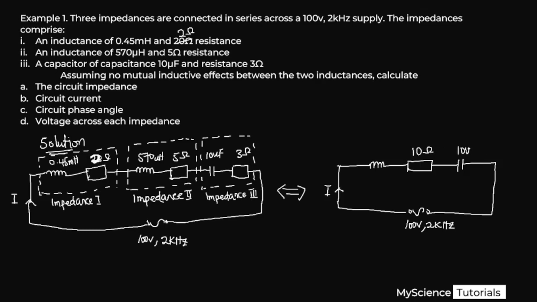Then we have 10 microfarad here. Then for the inductor, we have 0.45 millihenry plus 570 microhenry. So if we add these two, 0.45 times 10 raised to the power negative 3 plus 570 times 10 raised to the power negative 6 is going to give us 0.00102 henry as our total inductance. So this is our L total, LT, equal to this. This is our total resistance, and then this is our capacitor in this particular circuit.